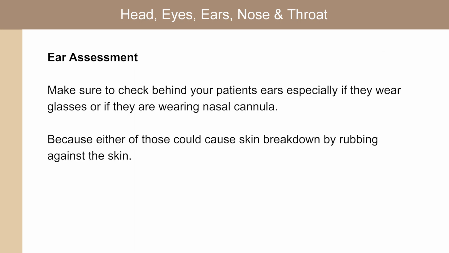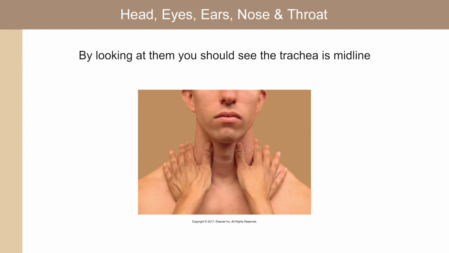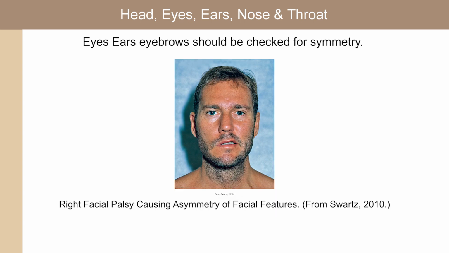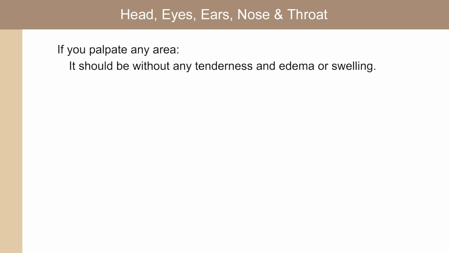When assessing patient's ears, make sure to check behind your patient's ears, especially if they wear glasses or if they are wearing nasal cannula in that clinical setting, because either of those could cause skin breakdown by rubbing against the skin. By looking at them, you should see that trachea is midline. Their eyes, ears, eyebrows should be checked for symmetry. If you palpate any area, it should be without any tenderness and edema or swelling. But if you find any of those, you will note them accordingly.